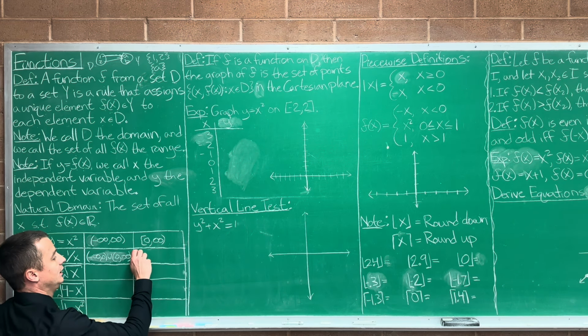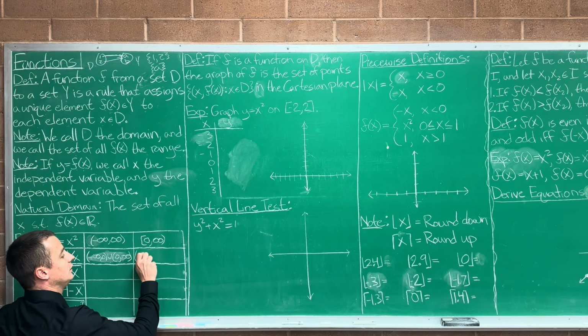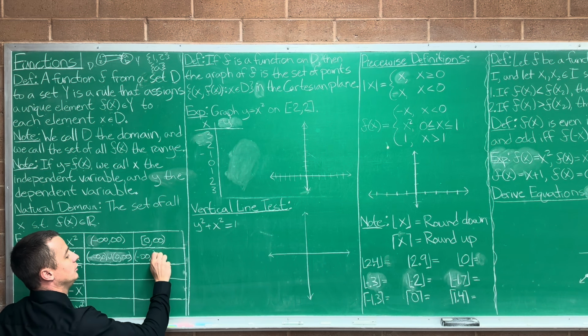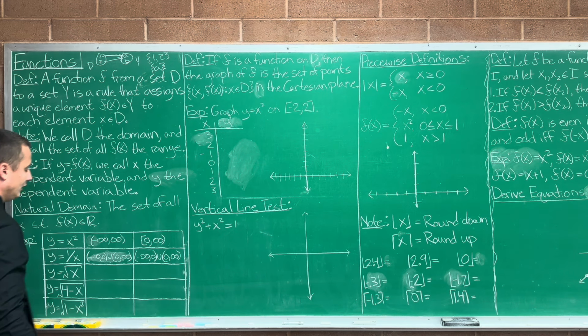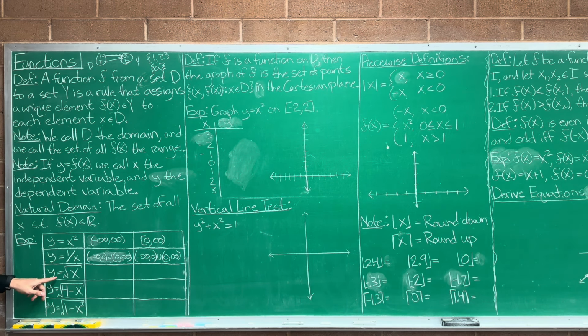So once again, it's everything from negative infinity to 0, union with everything from 0 to infinity. So same domain and same range on there. Next one. Square root function.